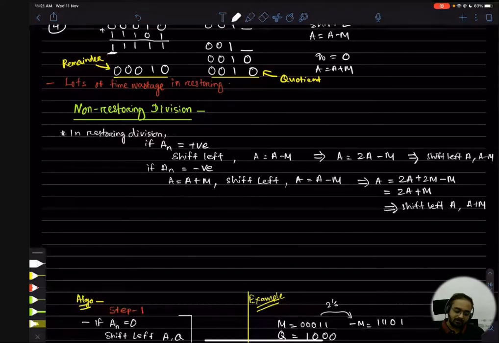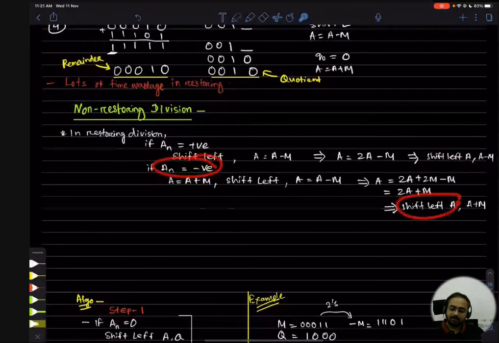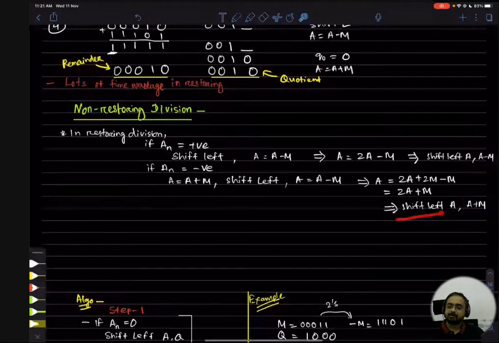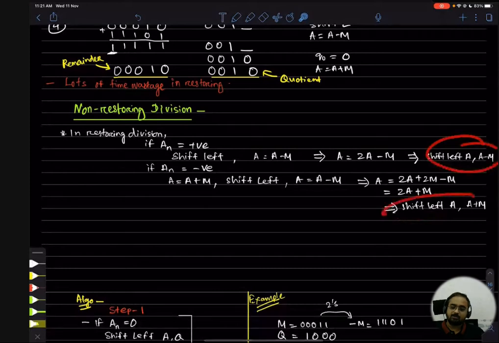Okay, so there are two cases now. Whenever A n is positive, you shift left A and then do A minus M. Whenever A n is negative, you shift left A and do A plus M. That means in both cases we are doing A minus M or A plus M with the shifting operation. So this is the logic for non-restoring division.